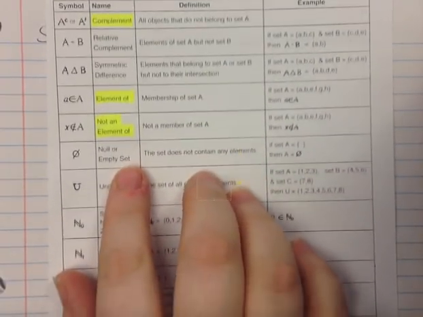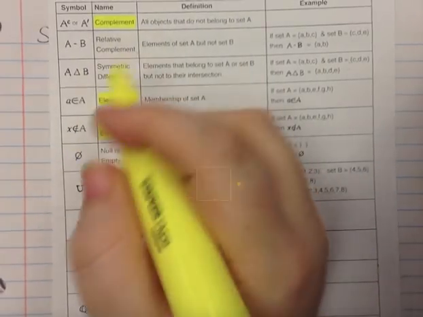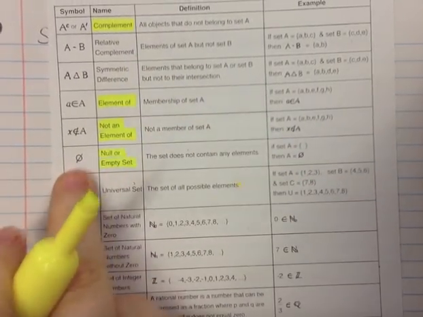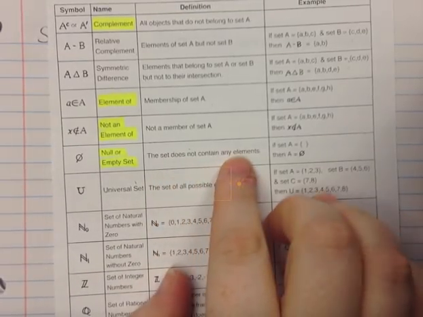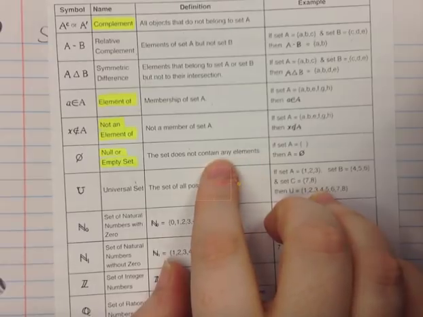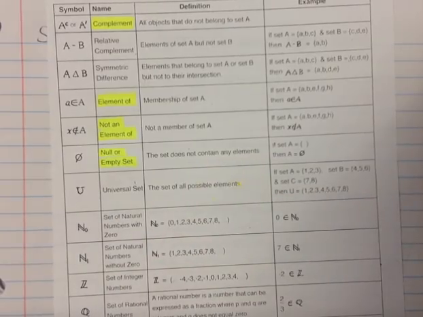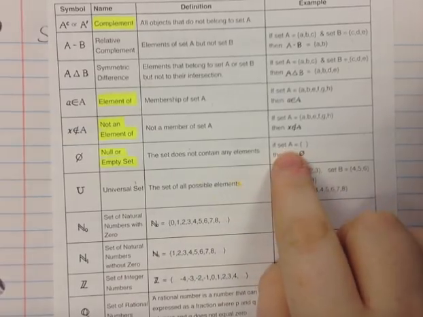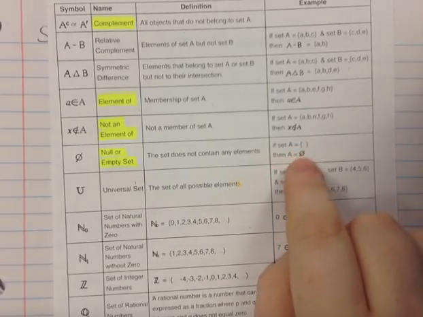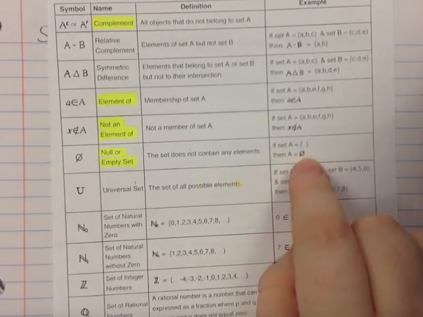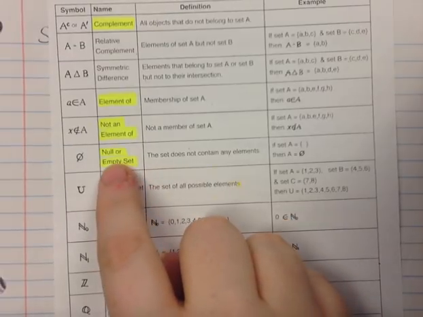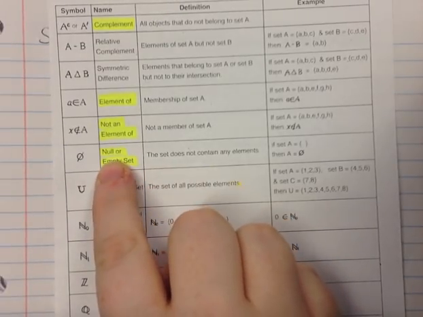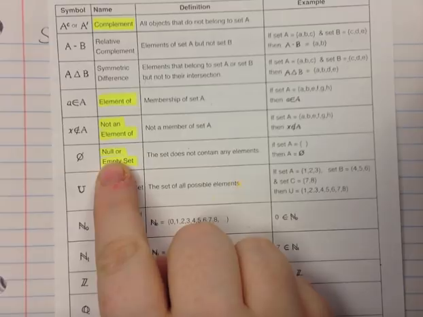We're also going to talk about the null or empty set. It's a 0 with a slash through it. States that this set does not contain any elements. You'll see this a lot when you're looking for an intersection and there's nothing that overlaps. So if set A is equal to just a blank bracket, then set A is equal to the null set or the empty set. Again, this happens more often when you're talking about intersections and there are no overlaps.